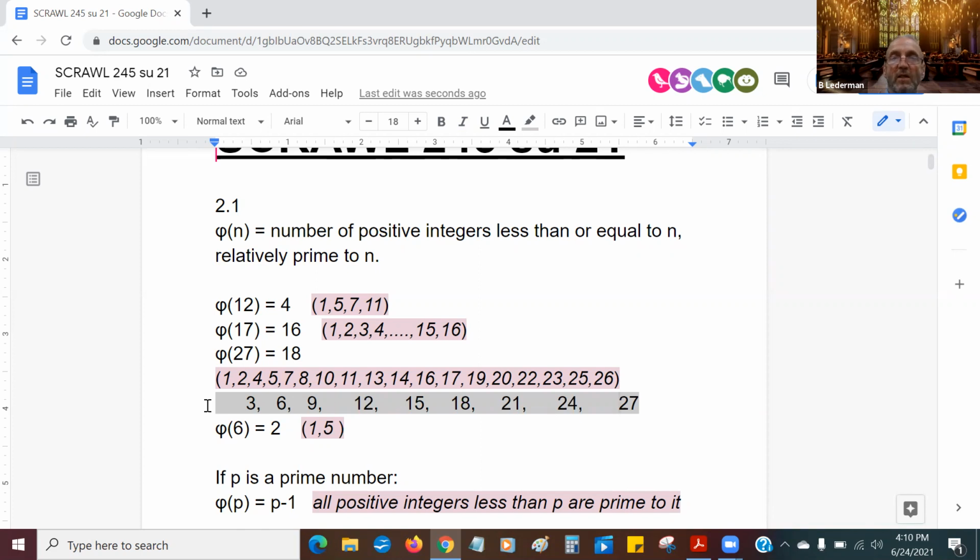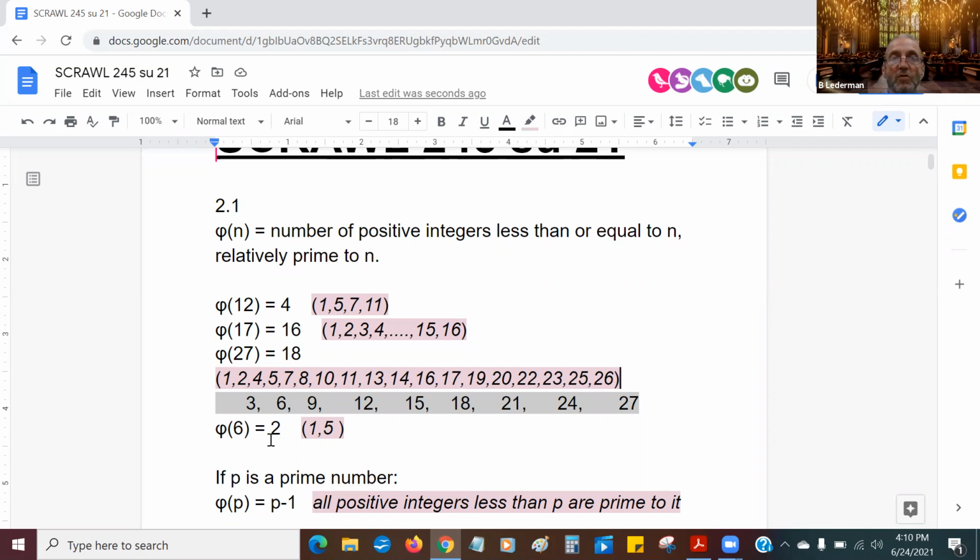So basically I have all the numbers from 1 through 27, but I take out all the multiples of 3, if you noticed, and these pink numbers here are the numbers that are left. There are 18 numbers left: 1, 2, 4, 5, 7. If you count this all up, you get 18 numbers, and that's why phi of 27 is equal to 18.